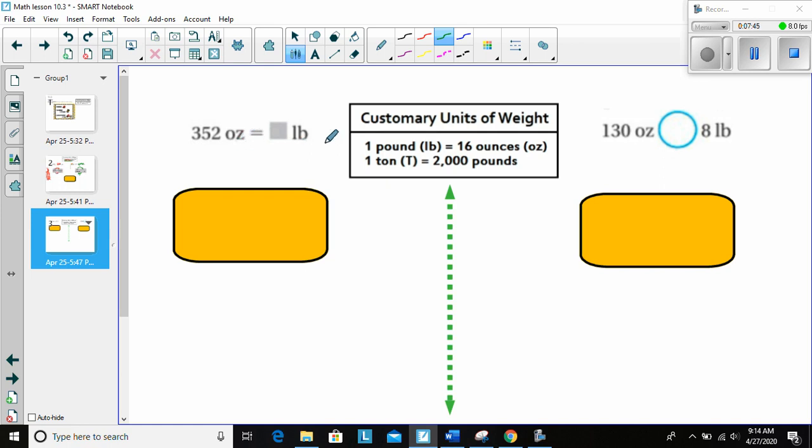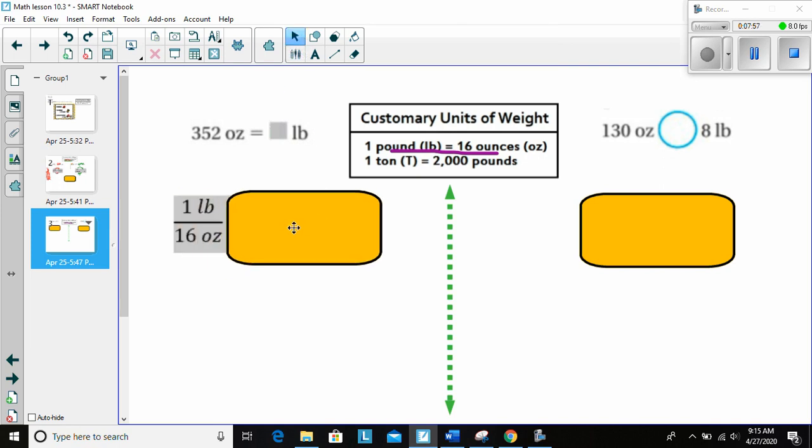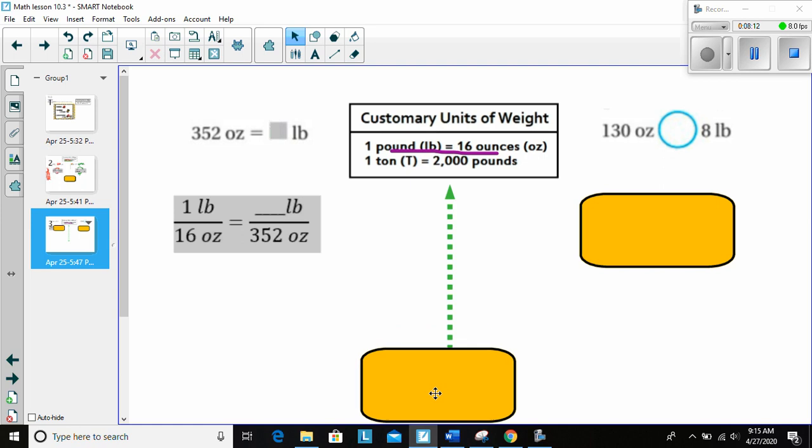So ounces to pounds, I'm going to use purple. I'm going to use this fact right here, pounds and ounces, because that's what I'm using, right? And I'm going to use that to set up my first fraction. So 1 pound, 16 ounces. I got it from the table. And I'm going to set it equal to the problem, all right? And I want pounds to be on top, and I want ounces to be on the bottom. So it's going to look a little different. This time, the missing number is going to be on the top, right? So we have a missing number up here.